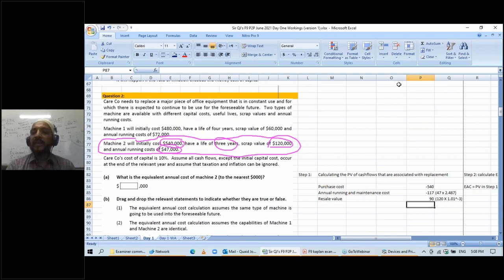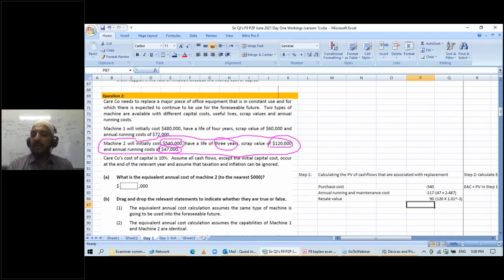Now see, let me explain the EAC concept, equivalent annual cost. If I use this machine for 3 years, I'll be purchasing it for 540,000 first. Then for 3 years, I'll be incurring 47,000 as running cost, and in the end I will sell it. At that time I will get an inflow of 90,000. That's why I've taken it positively.